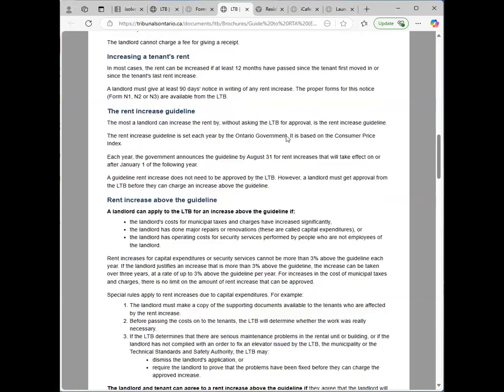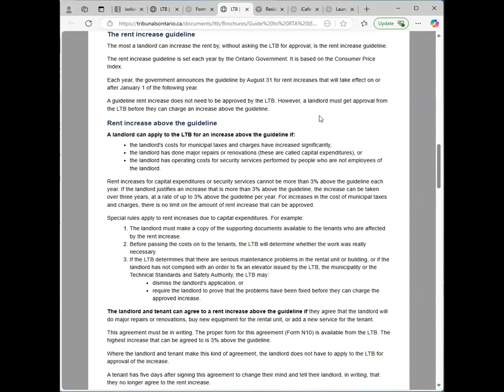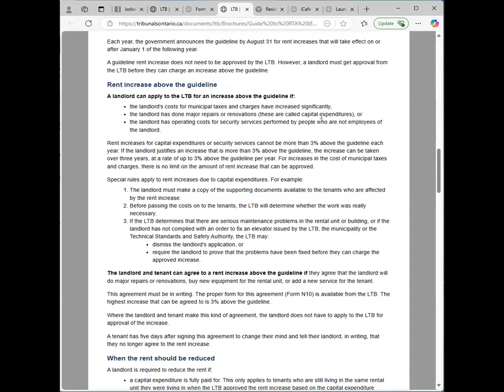So let's see. A landlord can apply to increase to a higher rent amount if the costs of taxes and charges have gone up significantly, they've done major repairs or renovations called capital expenditures on the property, or operating costs for security services performed by people who are not employees of the landlord. Basically, they're hiring out a security service, and the cost has gone up. Rent increases for capital expenditures and security services cannot go more than 3% above the guideline each year.